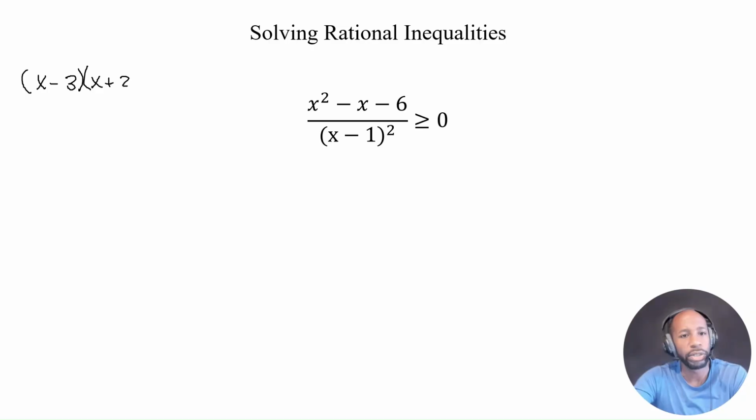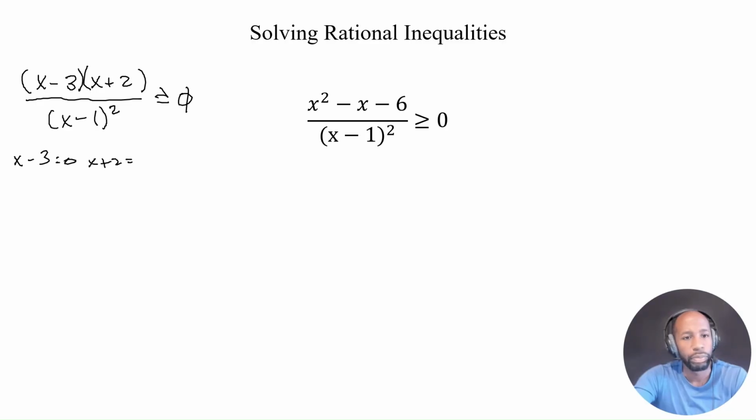X plus 2. Let me make sure that works. X squared plus 2x minus 3x. Okay, that works. Over x minus 1 squared. So that's just that repeating. Okay? So set the numerator equal to 0. So x equals 3. And then x equals negative 2.